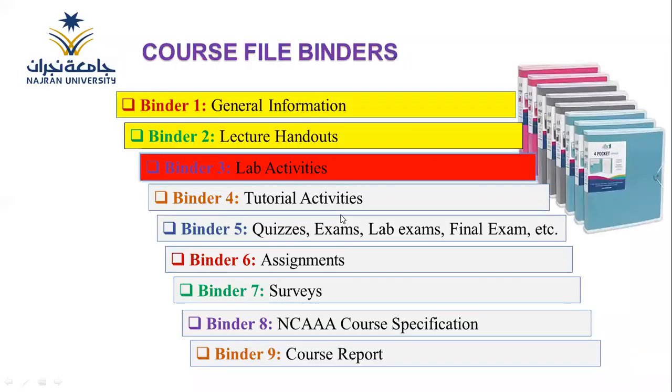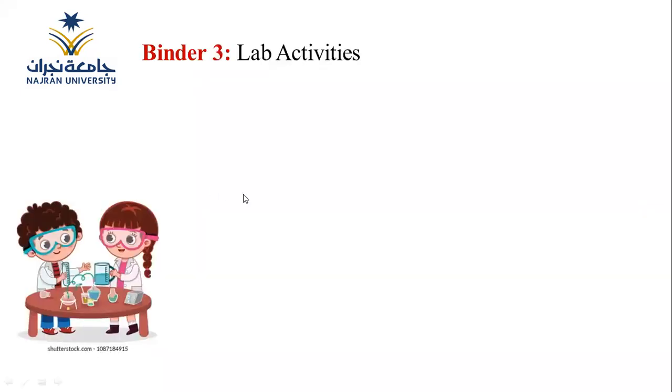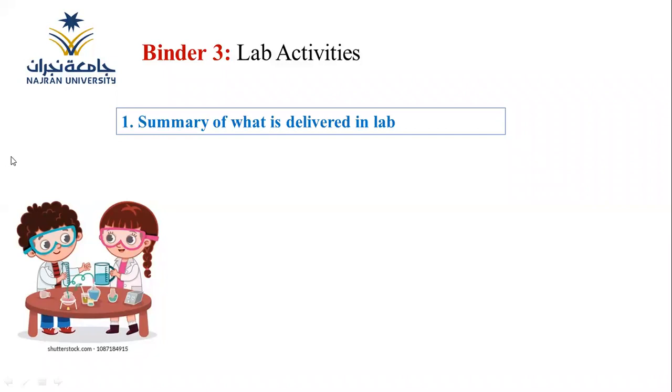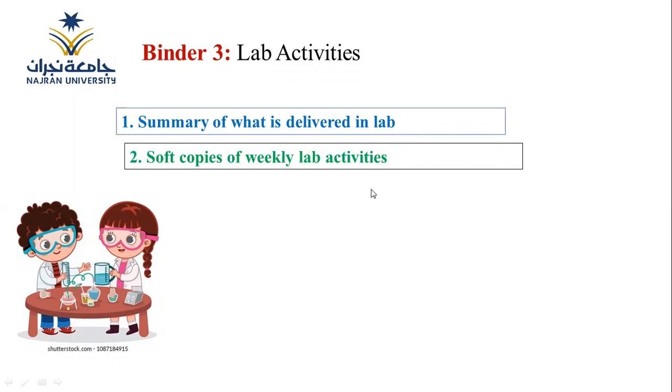So after this, we will move to our binder number three, that is the lab activities. Lab activities are related only to the courses that have the lab hour. For the theory courses, they can just add here, it is not applicable. So what we need to add here is the summary of what is delivered in the lab and the soft copies of weekly lab activities. So we will see the example from the course.